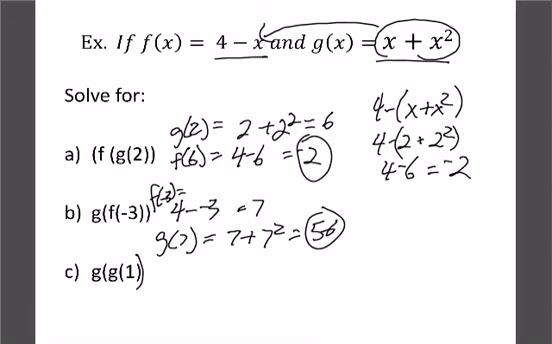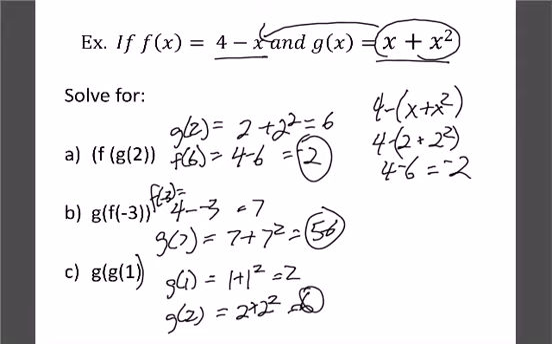And the last one, we got g of 1. So figure out g of 1. So plug 1 into g. It would be 1 plus 1 squared, which is 2. And then we're going to plug 2 back into the g equation because we have 2 g's. So 2 plus 2 squared, which would be 6.